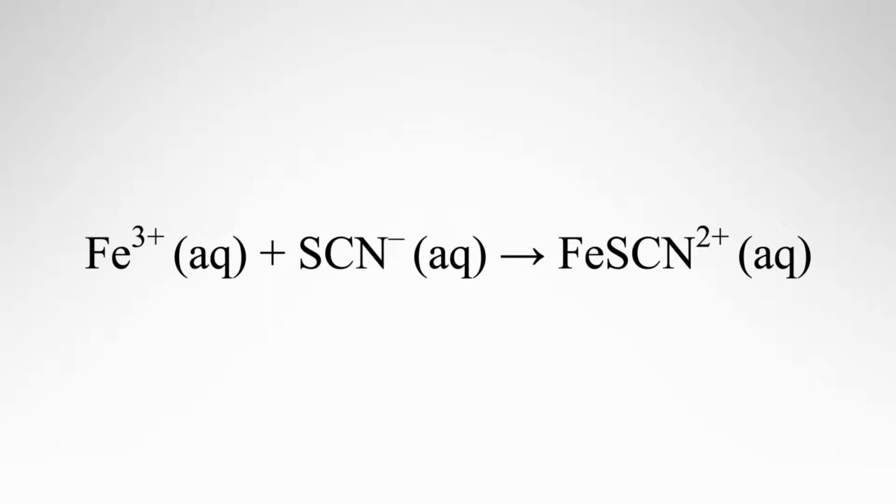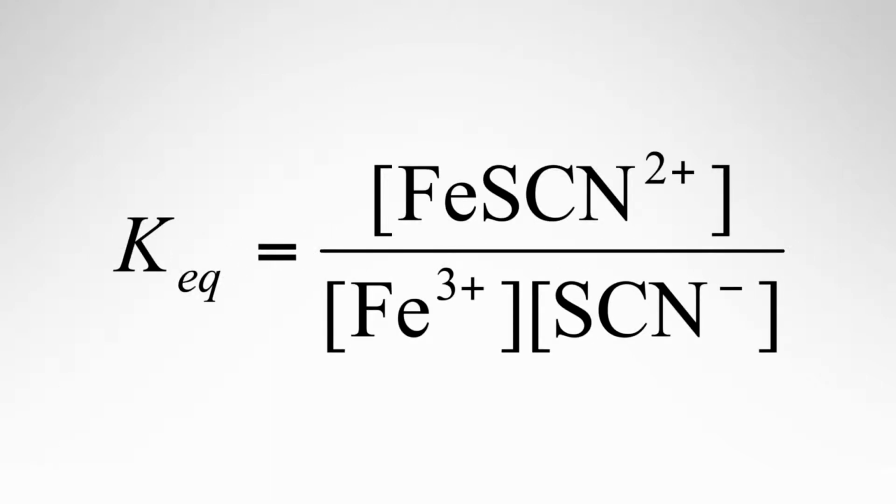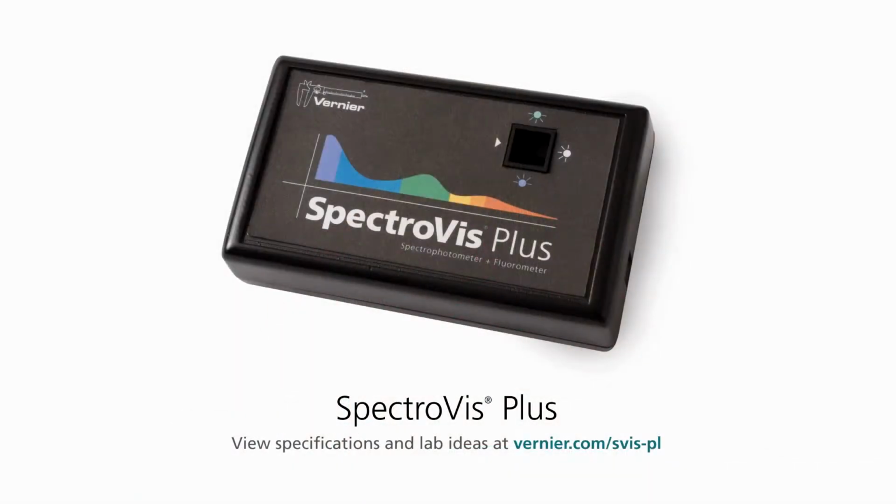We're going to be determining the equilibrium constant, or KEQ, with this equation. To determine the KEQ value, we're going to have to figure out the concentrations of all of the species at equilibrium. To get those concentration values, we're going to be measuring the absorbance of each of the species using the Vernier SpectroVis Plus spectrophotometer. This experiment will take 3 parts.